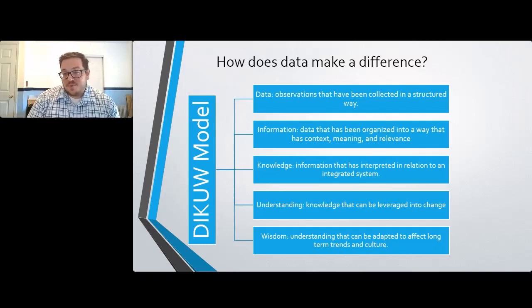It may be valuable, but knowledge is information that's been put into relation to an integrated system. So what that means is, if this biological is good or bad or indifferent, how is that affecting patient safety? And that's the thread. It was brought up in an earlier presentation that a lot of what we're doing is connecting the thread of our work to the outcome of patient safety.